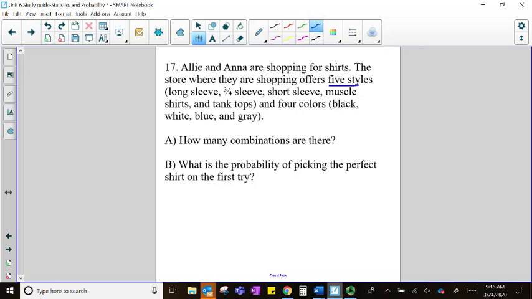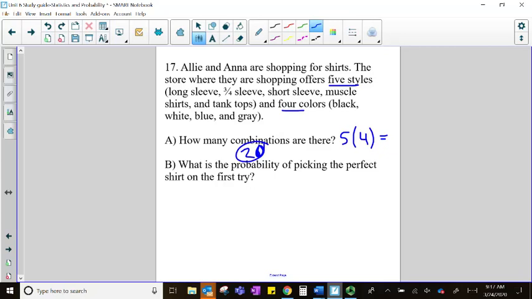Well, there's 5 styles and there's 4 colors. 5 times 4, using the fundamental counting principle, drawing a tree diagram, gives you that there are 20 combinations. That looks like 26, but it's 20 combinations.